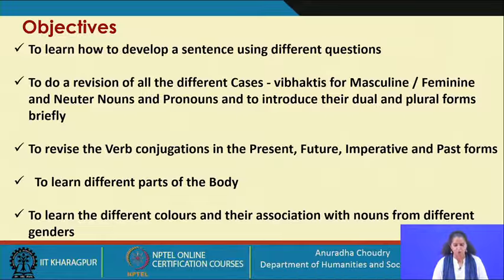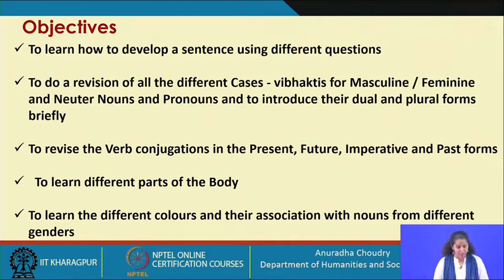Then we'll do a revision of all the different cases, the vibhaktis for the masculine, feminine and neuter nouns and the pronouns. And then I'll introduce you to the dual as well as the plural forms briefly. Our focus has been primarily on the singular cases because that's for basic spoken Sanskrit, tat paryaptam asti. That is enough. Next we will do a revision of the verb conjugations in the present, the vartamana kala, the future or the bhavishya kala, the imperative form or the ajna, and then the past form or the bhutakala.